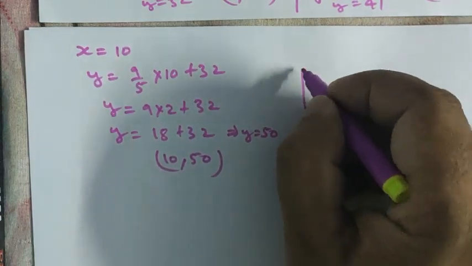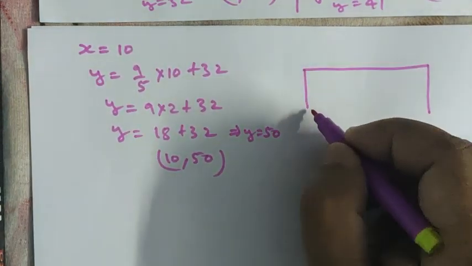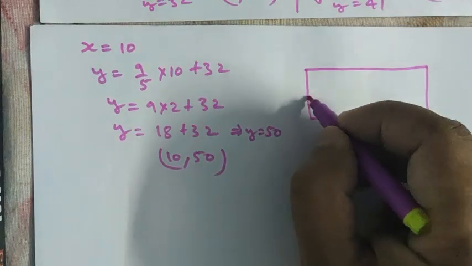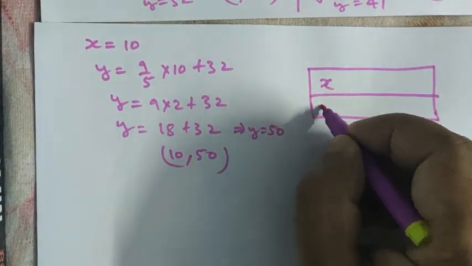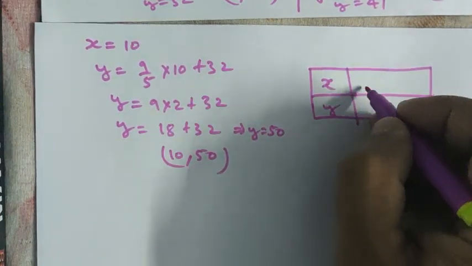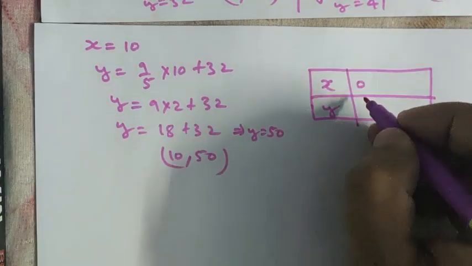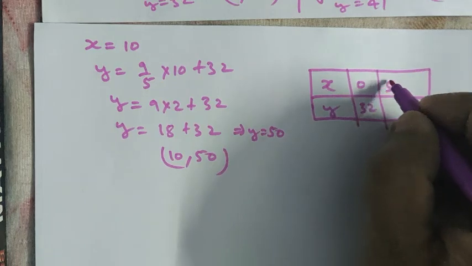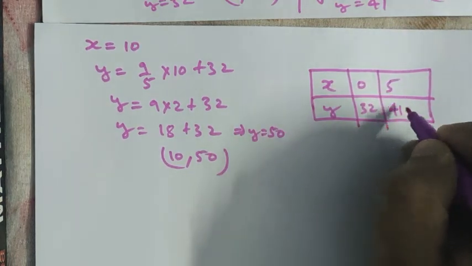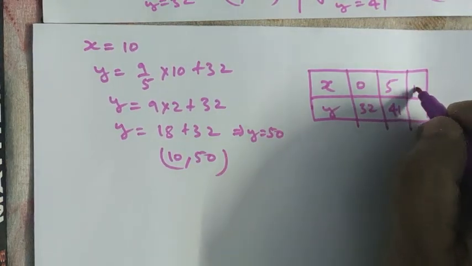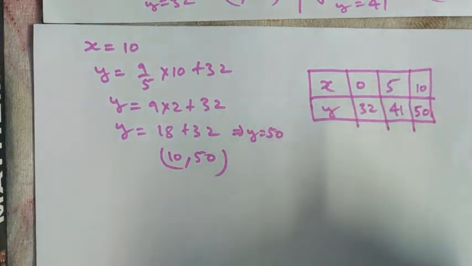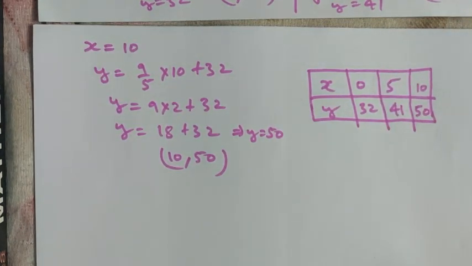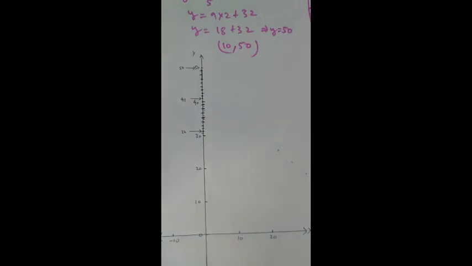So what are the 3 points which we have got, which we have to plot? First point is for x equals 0, y equals 32. Second point is for x equals 5, y equals 41. And the third point is for x equals 10, y equals 50. So now we will plot the graph.